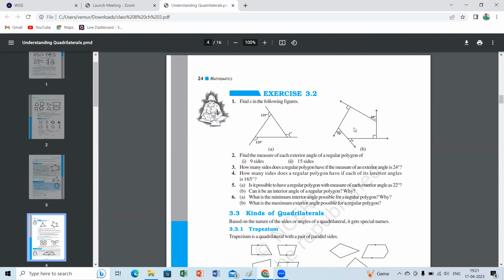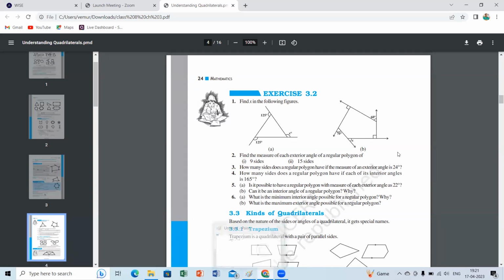Ma'am, it will be 360 degrees. Why is it 360? What is the property we are using here? The sum of all the exterior angles is 360 degrees in a convex polygon. Yes, it is a convex polygon. The sum of all exterior angles is nothing but 360.